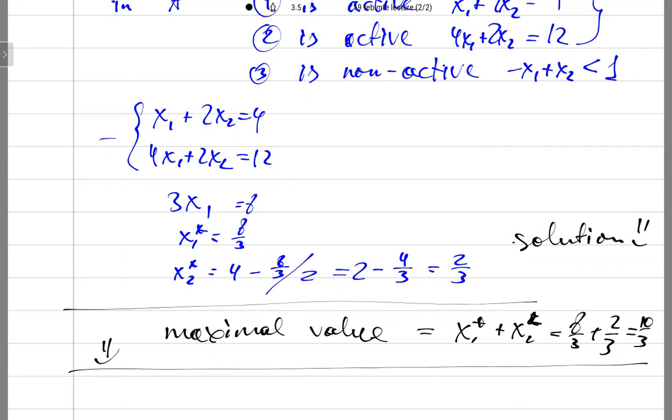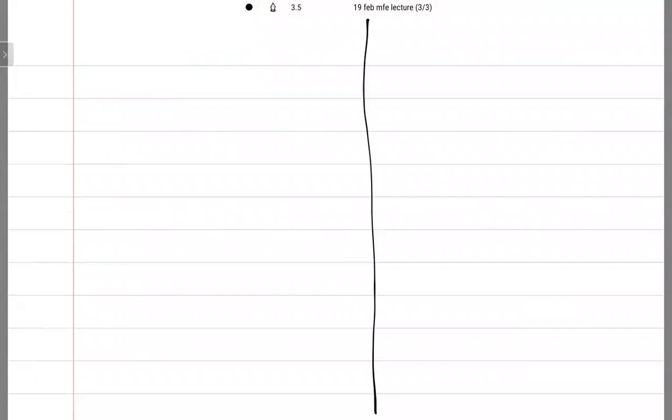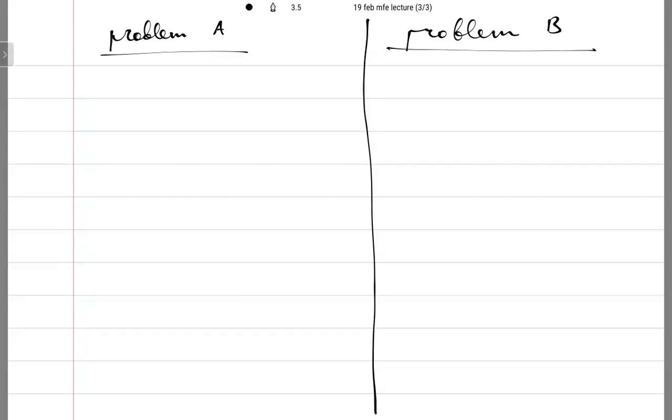Now, let's move on to the second problem, and let's discuss the link between the first problem and the second problem, okay? So now we will solve the second problem, and we will see that they are intrinsically related. Okay, I will separate my screen in two, and let's call them problem A and problem B. Problem A, once again, I will copy it.